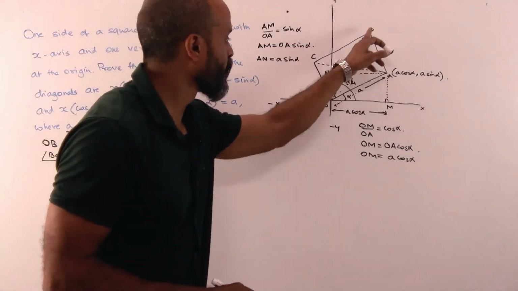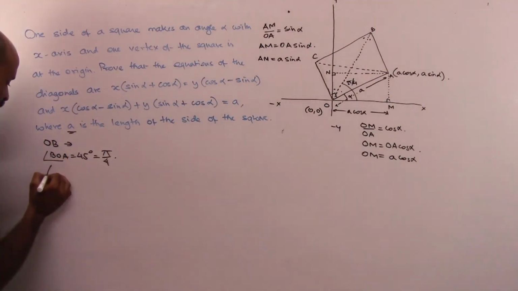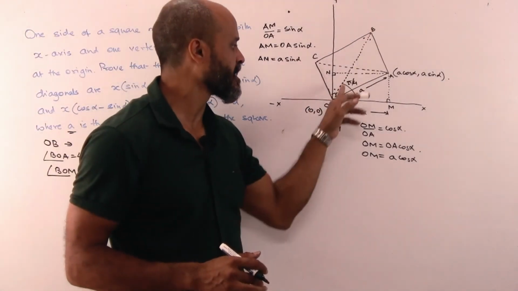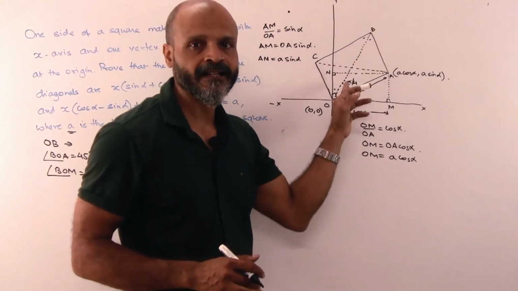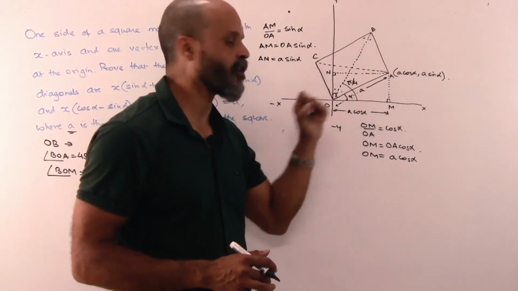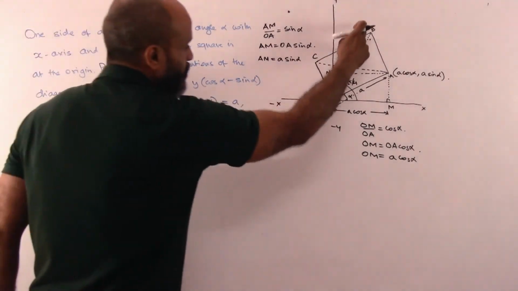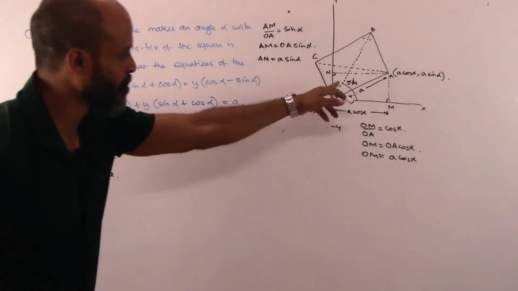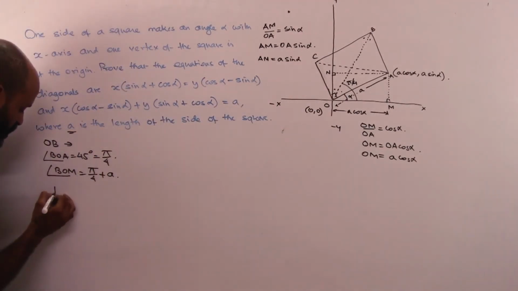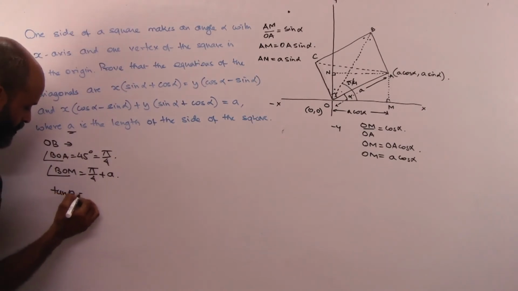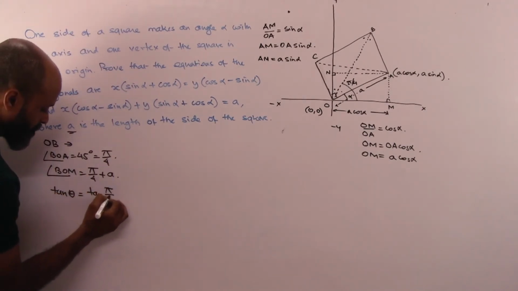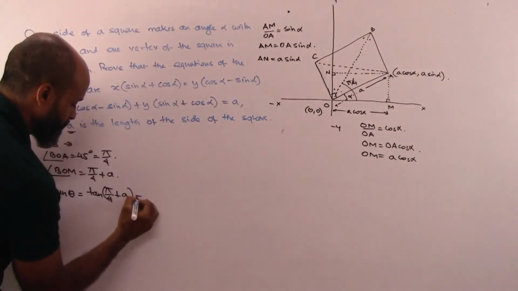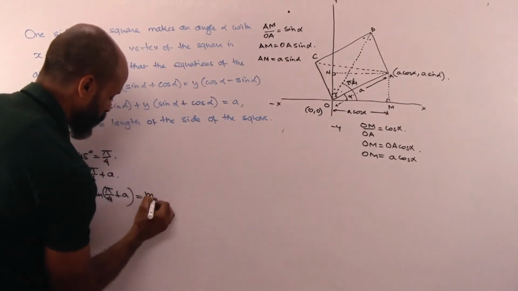So what will be BOM? Angle BOM will be 45 degrees, because we know that the diagonals of a square bisect the opposite angles. So if they are bisecting it, obviously this will be pi by 4. So what will be angle BOM? This will be pi by 4 plus alpha, so tan theta will be equal to tan of pi by 4 plus alpha. So this will be basically the slope of OB.